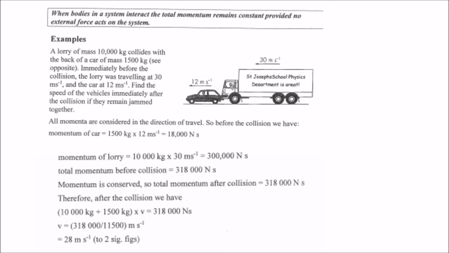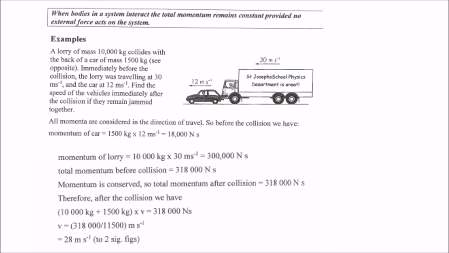So here's a basic example. I've got a lorry there going 30 meters per second, and it weighs 10 tons, 10,000 kilograms, and it goes into the back of a car. They're both traveling in the same direction, but the car is traveling slower at 12 meters per second. And they coalesce, okay? It says find the speed of the vehicles immediately after the collision if they remain jammed together. Now that, if they remain jammed together, is called coalescing, and now there's a combined mass of the two objects traveling at one velocity. All momentum are considered in the direction of travel.